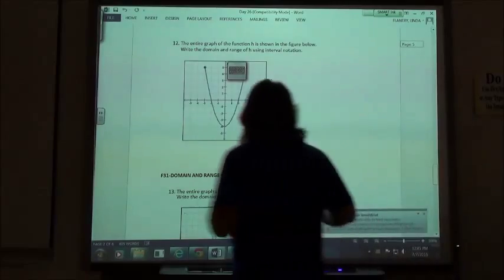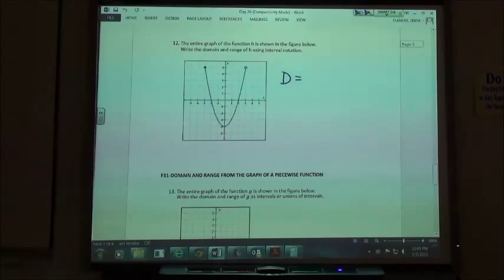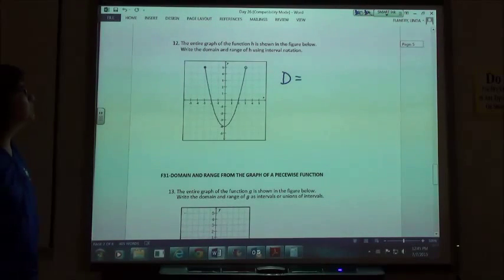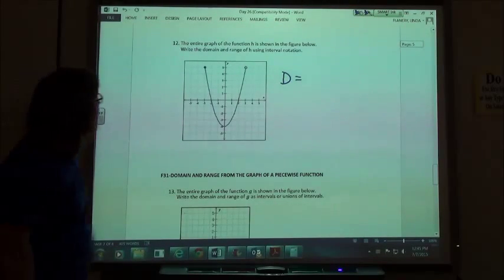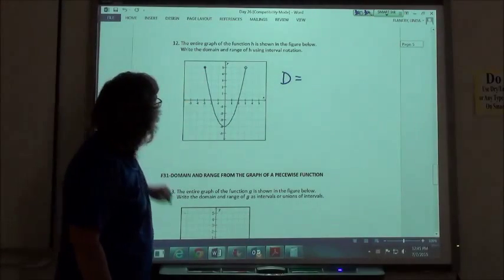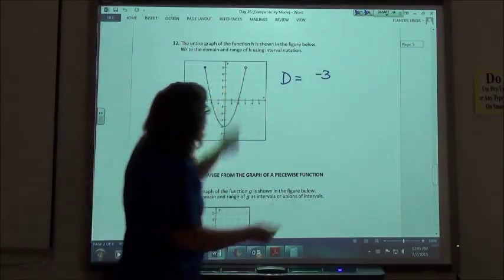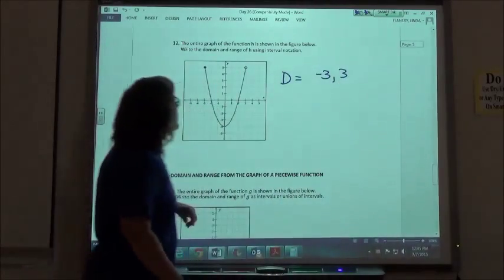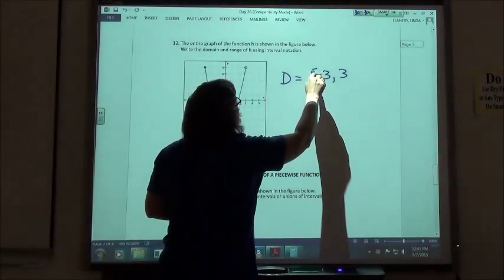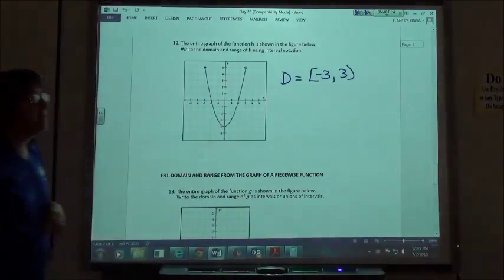Number 12. What would my domain be? -3, right? -3 to +3. And my end marks would have a bracket on that end and a parenthesis on that end, right?